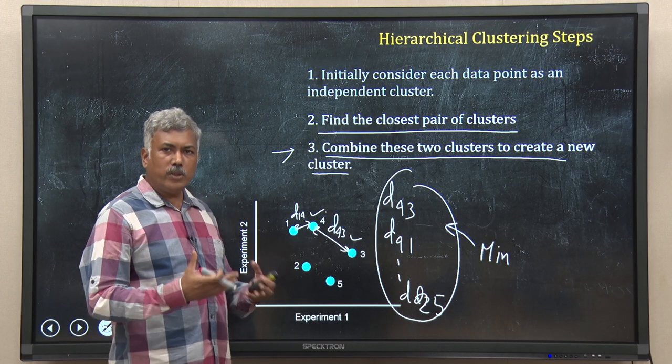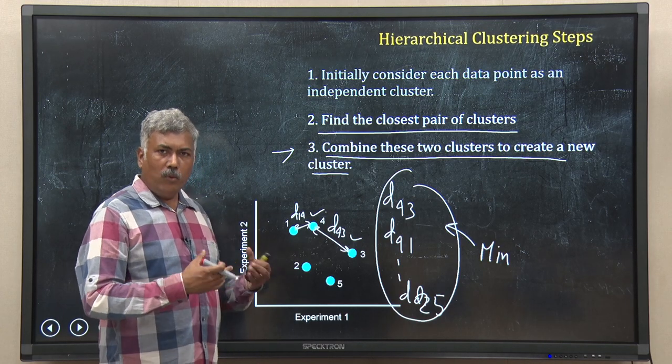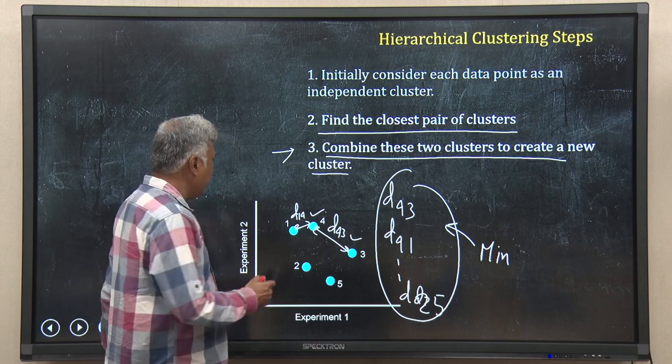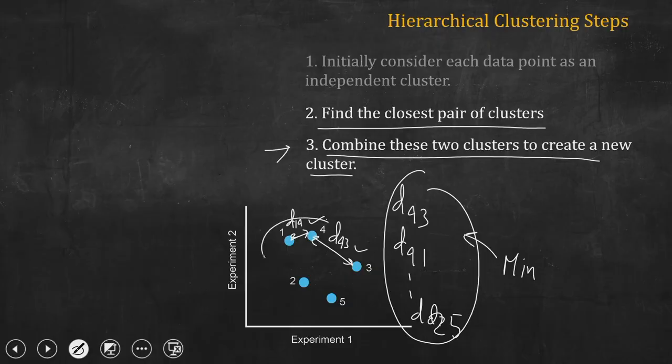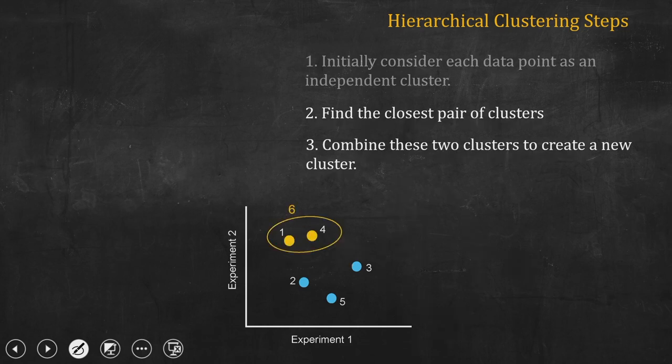So, I have chosen the closest pair. In this data, 1 and 4 is the closest pair. So, I will fuse these together to create a new cluster. And that is what I have shown in this diagram. So, I have fused 1 and 4, as my third step says, to create a new cluster, cluster 6.